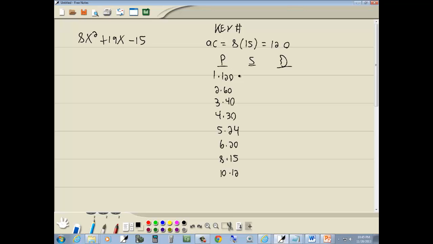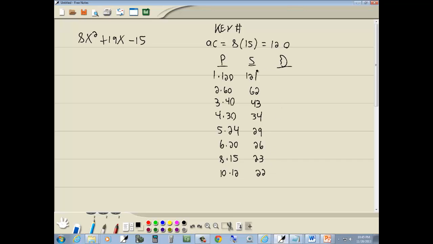So let's go to the S column. S for sum. So we'll add these together. 1 plus 120 is 121. 2 plus 60 is 62. 3 plus 40 is 43. 4 plus 30 is 34. 5 plus 24 is 29. 6 plus 20 is 26. 8 plus 15 is 23. 10 plus 12 is 22.